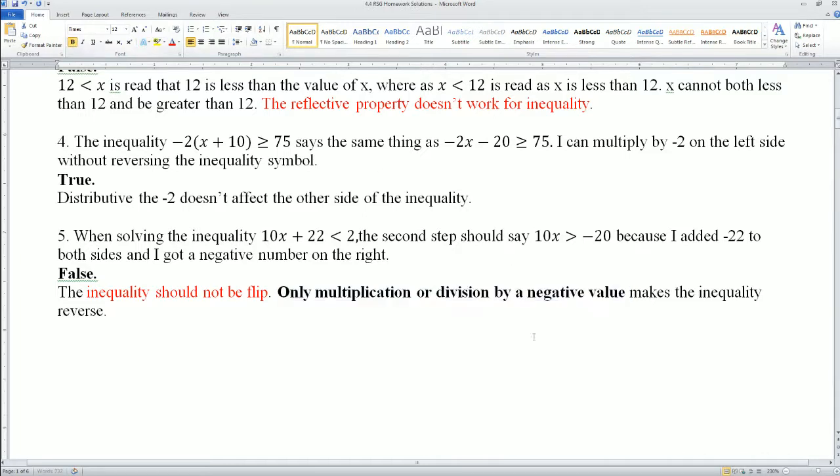That is that key part. It will make the inequality reverse. Just because your value is negative does not mean you flip it. It's only when you multiply or divide by a negative value.